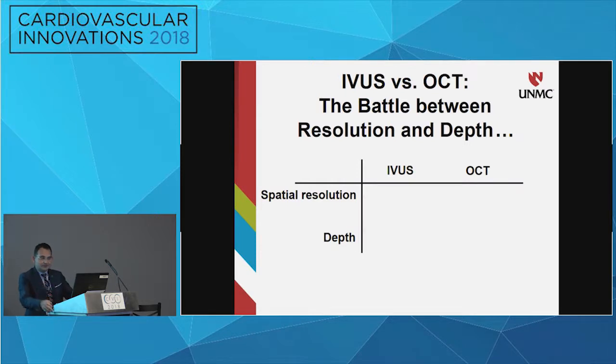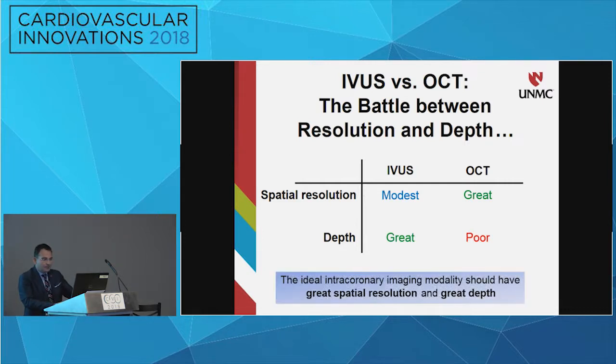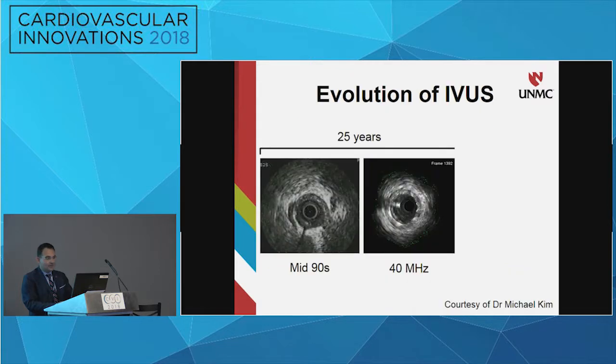There has been an ongoing battle between IVUS and OCT in terms of resolution and depth. With IVUS, we get great depth and modest spatial resolution. With OCT, we get great spatial resolution, axial resolution in the range of 10 to 20 microns, almost equivalent to pathology, but unfortunately very poor depth. The ideal intracoronary imaging modality should have the best spatial resolution and the best depth, but obviously in reality this is not easy to achieve.